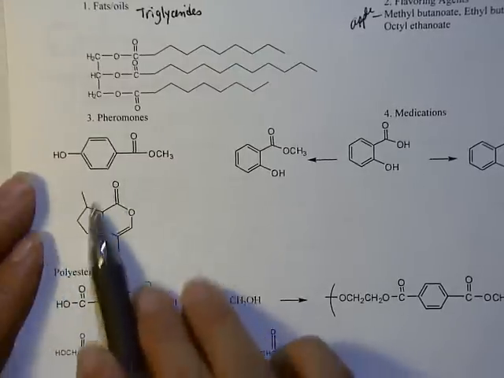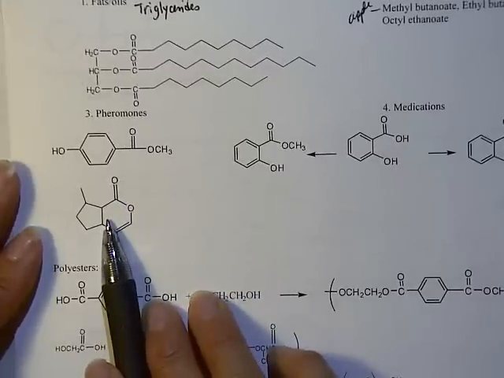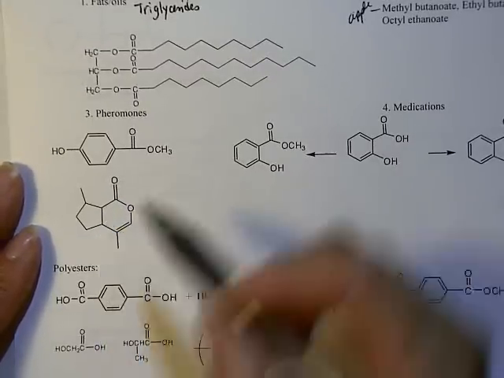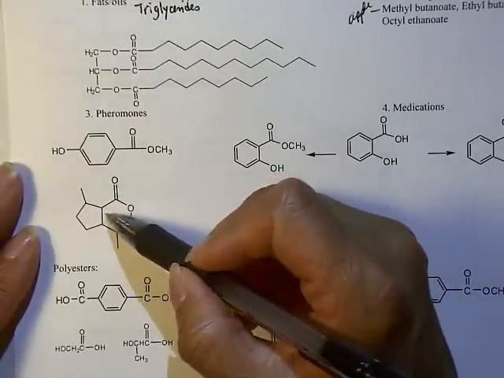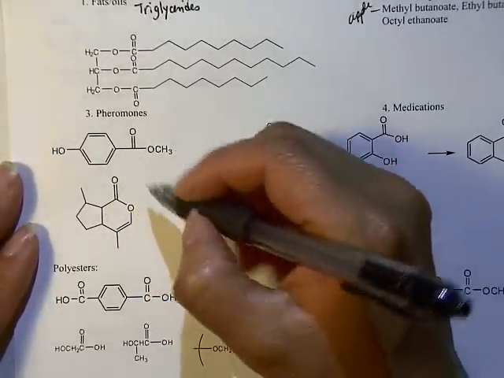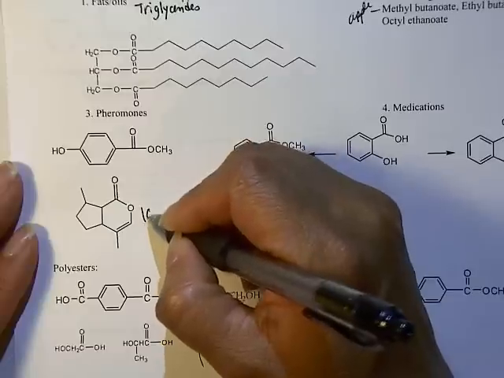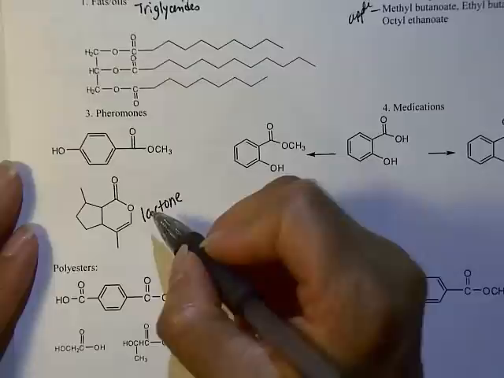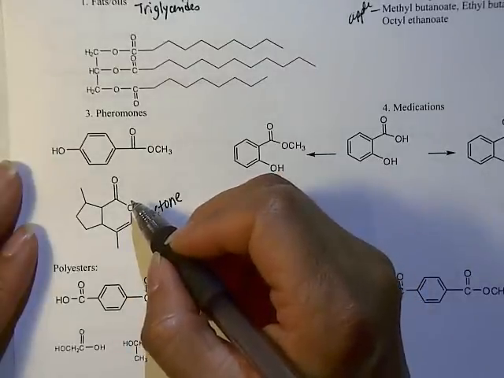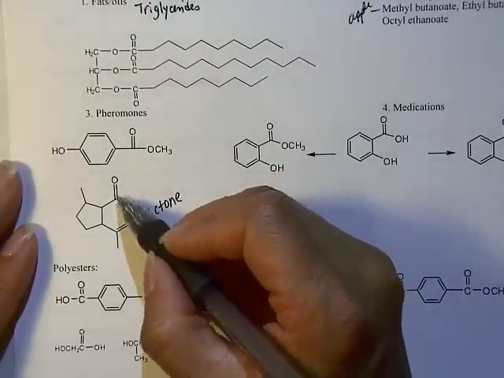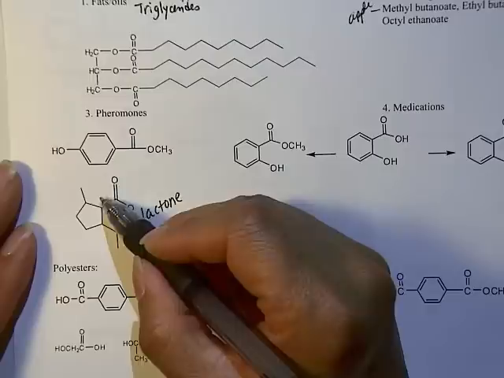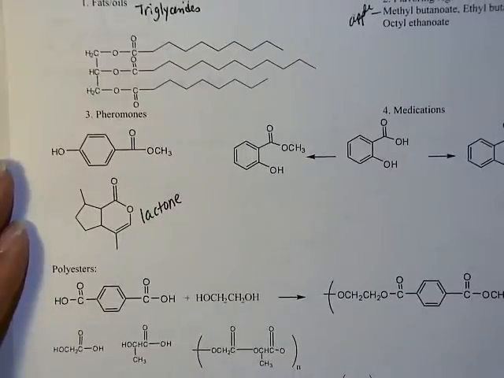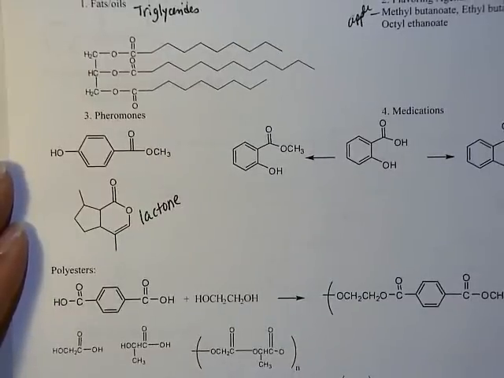And this also is a type of pheromone, because this is the active ingredient in catnip. And notice that this is a cyclic ester. Now, cyclic esters have a special name called lactone, and the lactones are found in nature everywhere as well. I'll give you an example so that I can tell you what these cyclic esters are called.